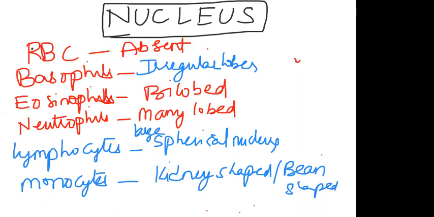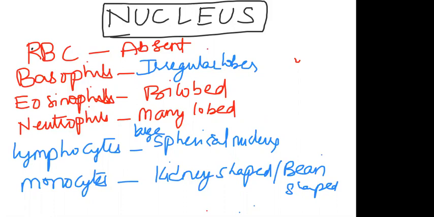So in case of RBC, nucleus is absent. In basophils, it is irregularly lobed. In eosinophils, the nucleus is bilobed. In neutrophils, many lobes. A large spherical nucleus is present in lymphocytes and a kidney-shaped or bean-shaped nucleus in case of monocytes. Okay, so this is about the nucleus.